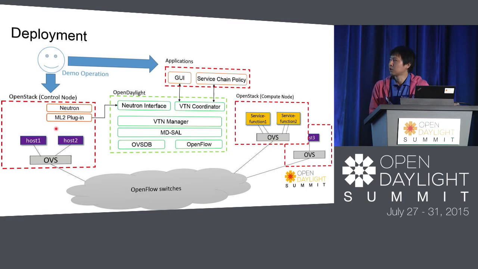This slide shows how I deploy these software components. As I explained, there are three OpenStack nodes, and in the OpenStack control node, there are the Neutron component and the ML2 plugin for OpenDaylight. In the demo, I just use the OpenStack GUI to change the OpenStack configuration. And also, I'm using scripts to call the REST API of VTN to change the virtual network configuration to insert service functions dynamically.